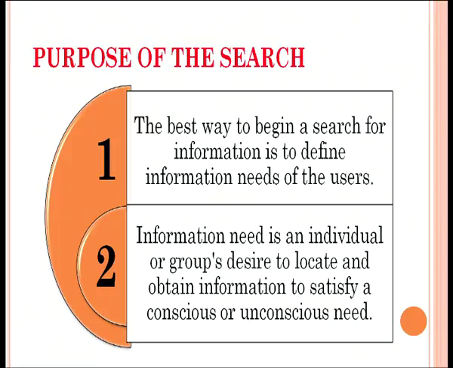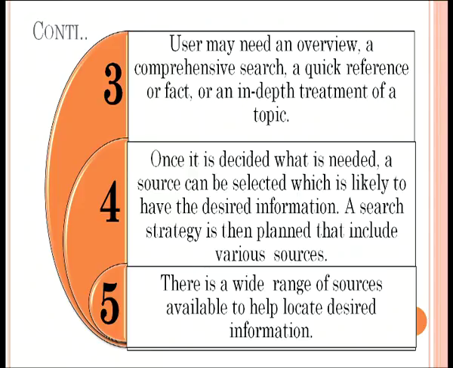The purpose of search: number one, the best way to begin a search for information is to define the information needs of the users. An information need is an individual's or a group's desire to locate and obtain information to satisfy a conscious or an unconscious need. The user may need an overview, a comprehensive search, a quick reference or a fact, or in-depth treatment of a topic. Once it is decided what is needed, a source can be selected which is likely to have the desired information. A search strategy is then planned which includes various sources. There is a wide range of sources available to locate the desired information.